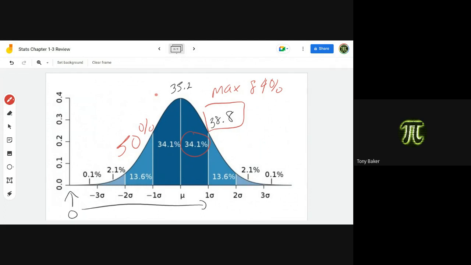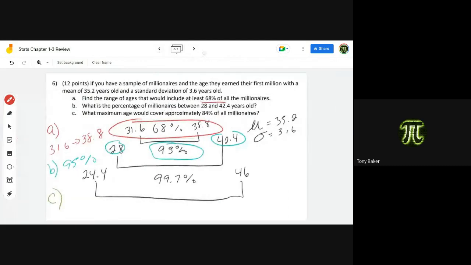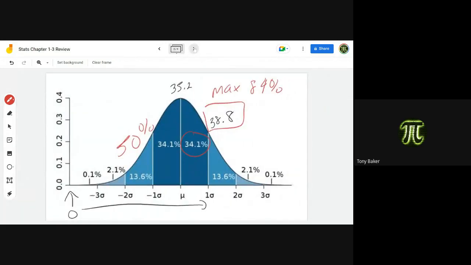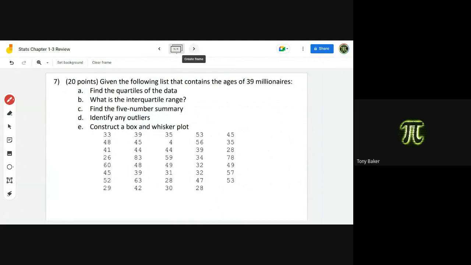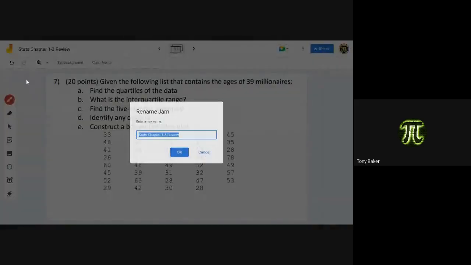Yes, that question was literally designed to make you think about how that bell curve works. Any other questions on this one? Okay. Last one.